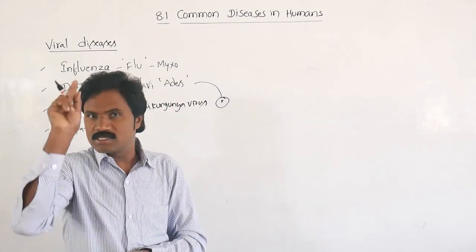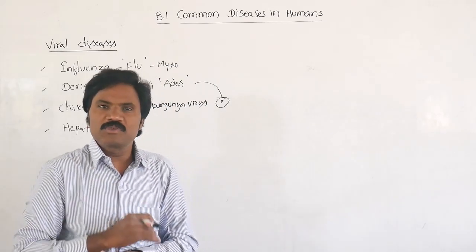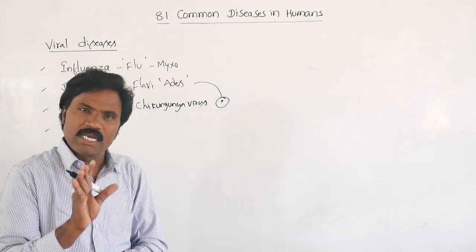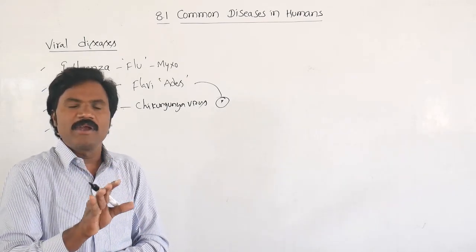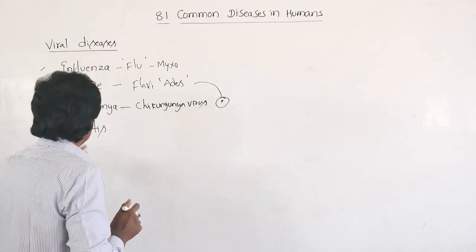The Widal test is related to typhoid. The Montoux test is related to TB. Similarly, the tourniquet test identifies dengue.